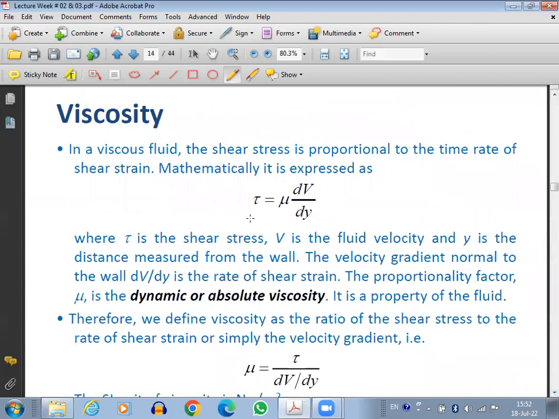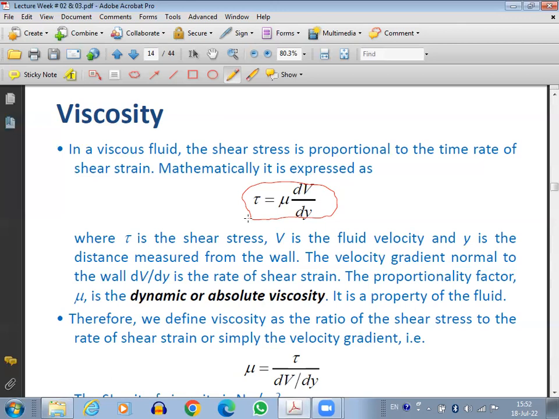Now here comes the concept of viscosity. The idea is that the more force you apply, the quicker the fluid will move. This is a general concept. If I apply more force, the fluid will move quicker. If I apply less force, the fluid will move slowly. So the motion of the fluid body depends upon the application of force. Larger the force, larger will be the motion. Smaller the force, smaller will be the motion. So instead of writing it in terms of the force, we'll say in terms of the stress.